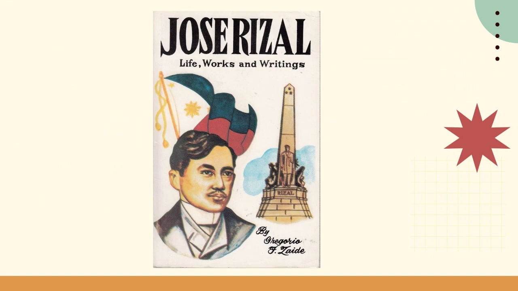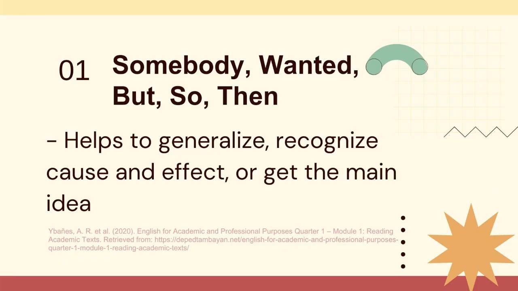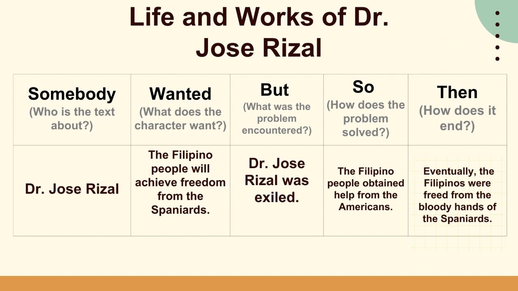No? And next, we have different techniques in summarizing an academic text. The book that I use as an example is the Jose Rizal Life Works and Writings. The first technique that we have is called Somebody Wanted But So Then. Somebody Wanted But So Then helps to generalize, organize, and recognize cause and effect to get the main idea.